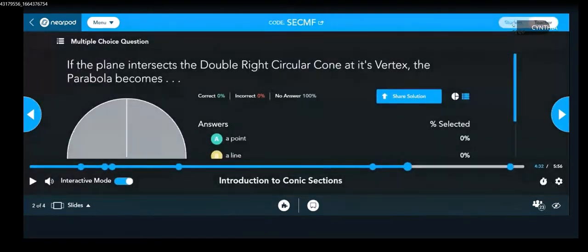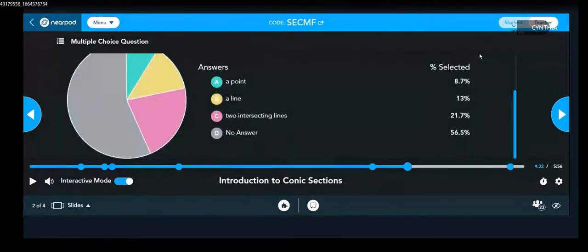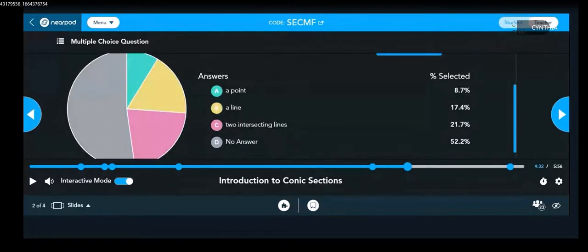All right, let's see if we can put that into words. So let's translate the visual. A lot of this is like geometry. We've got to translate the visual into words. If the plane intersects the double right circular cone at its vertex, what does the parabola become? Now we're talking about a parabola. Is it a point, a line, two intersecting lines? It's okay to guess.